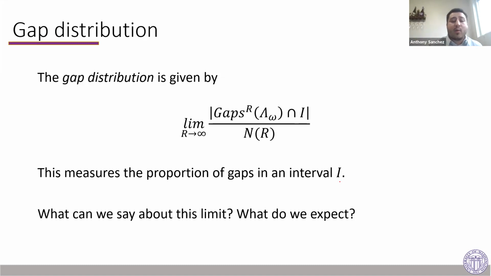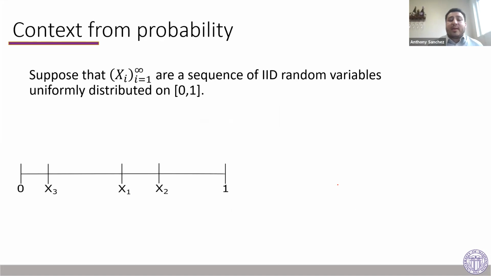Okay, and I want to say, what can we say about this limit? What do we expect in general about this limit? So what we expect, we actually will draw some ideas from probability. Suppose that X sub i is a sequence of IID random variables that are uniformly distributed on 0 and 1. So I just take a random element between 0 and 1, and I call that X sub 1. I take another element randomly in 0 and 1, call that X sub 2, and then maybe I take one more and it shows up very close to the origin, and I take X sub 3.